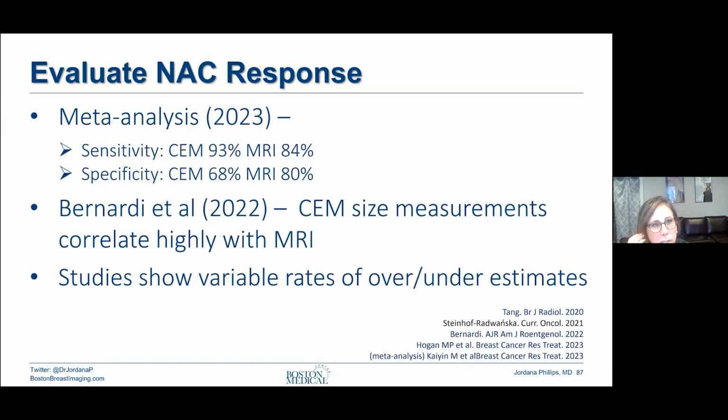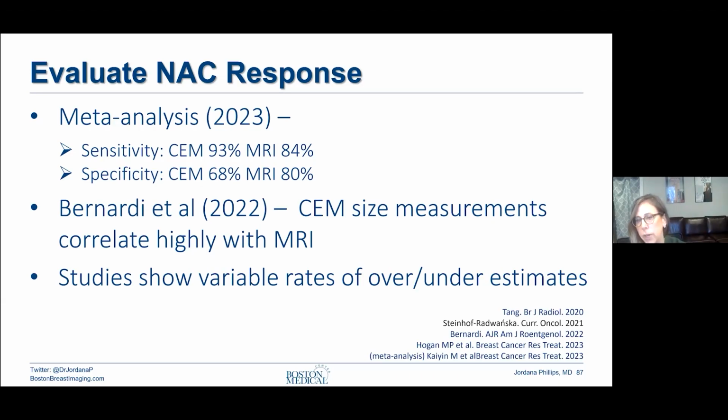There was a meta-analysis in 2023, so recent, that showed that the sensitivity for evaluating neoadjuvant chemotherapy treatment response was actually better for CEM over MRI. It showed that the specificity was a little bit worse, 68% compared to MRI. But they're always balancing; these two imaging exams are always teetering, one a little bit better, one a little bit worse. Bernardi and colleagues in 2022 showed that CEM size measurements correlate highly with the size measurements on MRI, and studies show variable rates of over- and underestimates for contrast mammo and MRI, but always very similar.